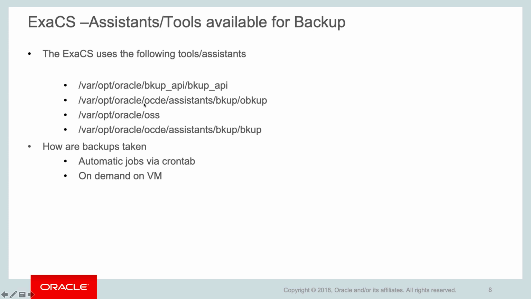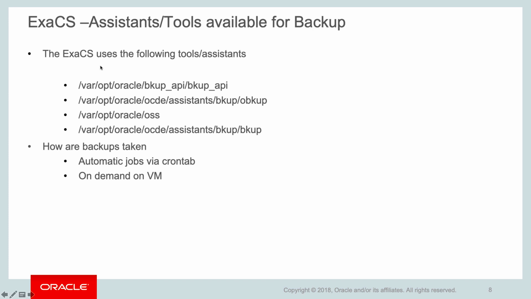There are a few more directories within var opt oracle. One is related to OCDs. That's again an assistant, and we will see the usage of that. The OSS is mainly dealing with your object storage. And how we take backups are two things. One is automatic jobs via crontab, and the other is on demand on a VM.